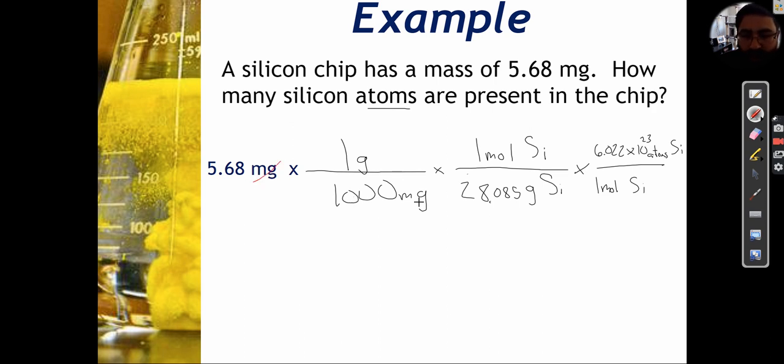Let's double check our units. You see the mg here? Well, the mg's canceling out. The grams and the grams cancel. The moles and the moles cancel. The only thing left over is atoms. So this becomes the setup.